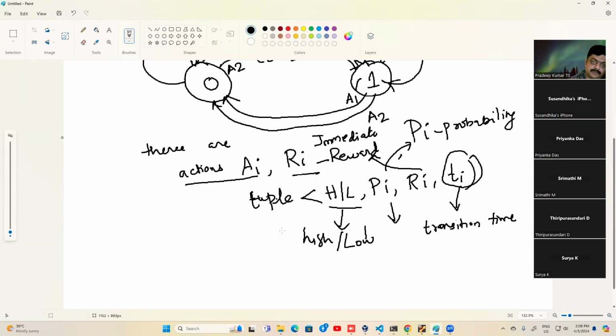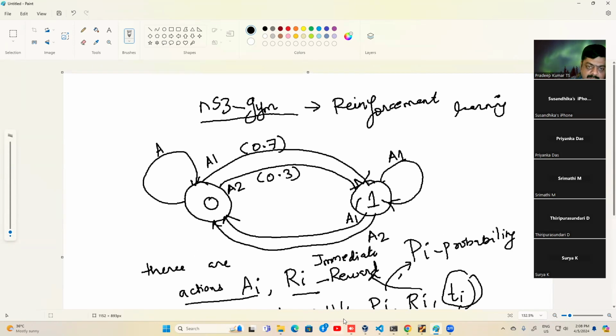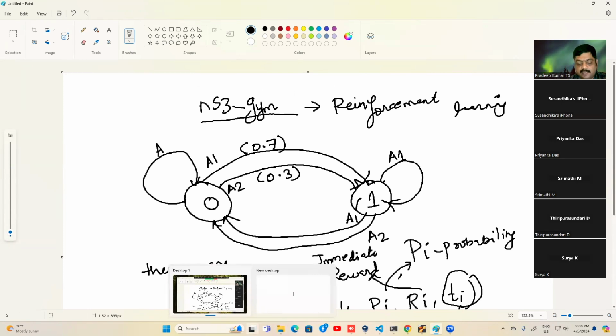Now for these two states, 0 to 1, every state to every state there are two lines, one line with H and another with L. Now I go along the line with L: probability 0.7, the transition is successful, and I get a reward of, let's say, 32, and a transition time of 3. In the H case, it is H, 0.3, reward 16, and transition time, let's say, 5.